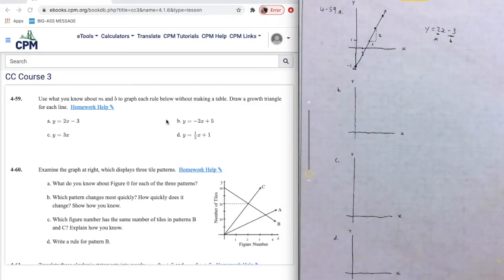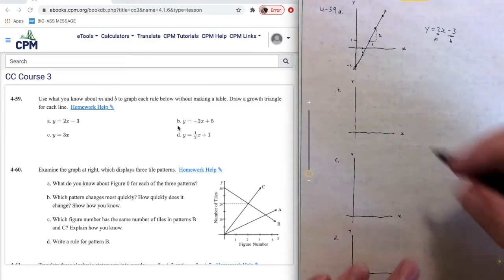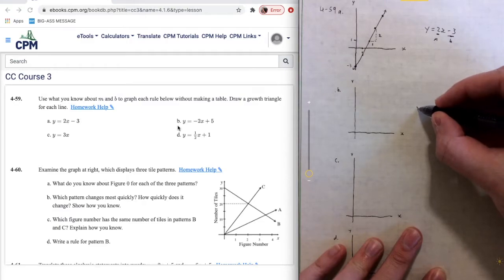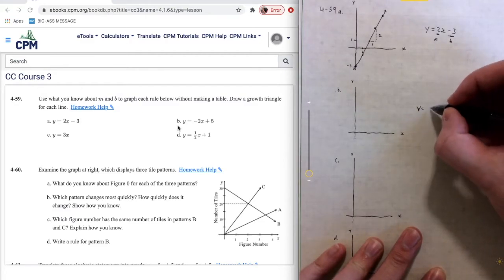Problem 4-59. This one we're going to start on part B. So we're being given a rule and we need to use what we know about M and B to make a graph without making a table first. So let's start by writing in our rule. It's going to be y equals negative 2x plus 5.